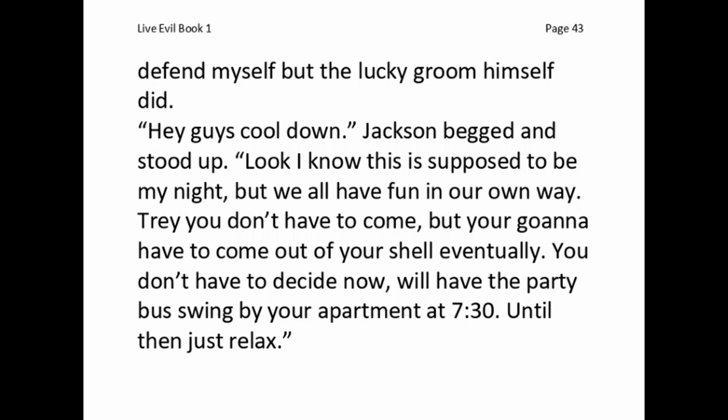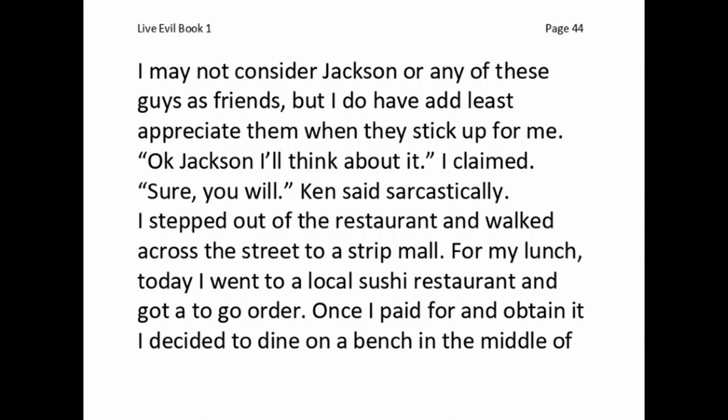"Hey guys, cool down," Jackson begged and stood up. "Look, I know this is supposed to be my night, but we all have fun in our own way. Trey, you don't have to come, but you're going to have to come out of your shell eventually. You don't have to decide now. We'll have the party bus swing by your apartment at 7:30. Until then, just relax." I may not consider Jackson or any of these guys as friends, but I do at least appreciate them when they stick up for me.